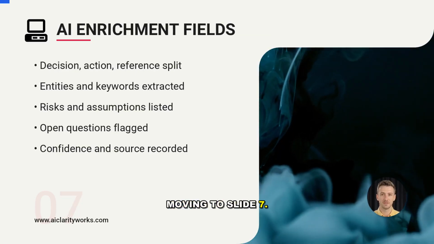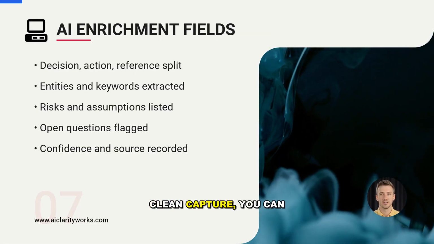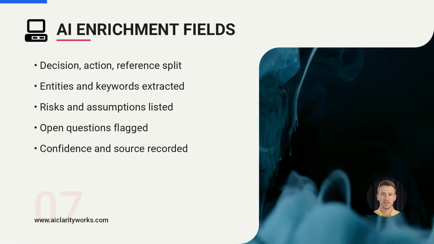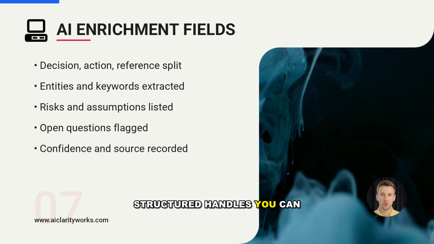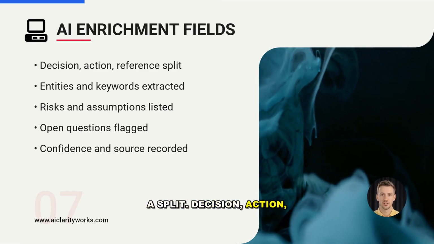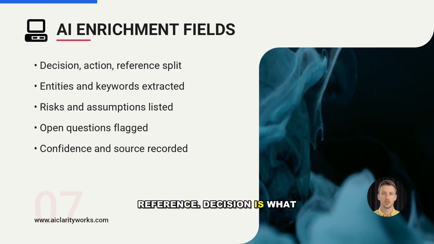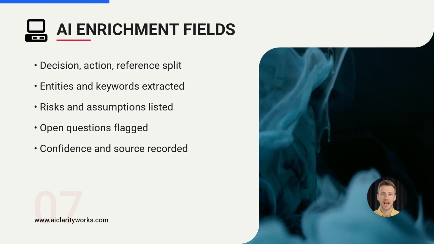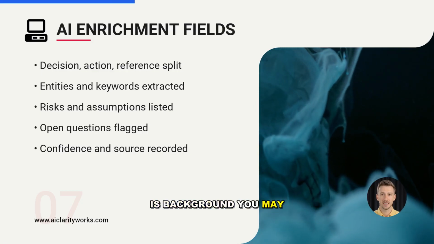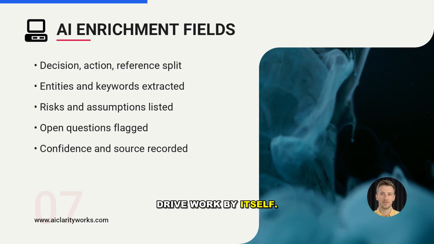Moving to slide 7. Once you have a clean capture, you can add AI enrichment fields that make retrieval predictable. Think of them as structured handles you can grab later. Start with a split. Decision, action, reference. Decision is what you chose and why. Action is what someone must do next. Reference is background you may need, but should not drive work by itself.